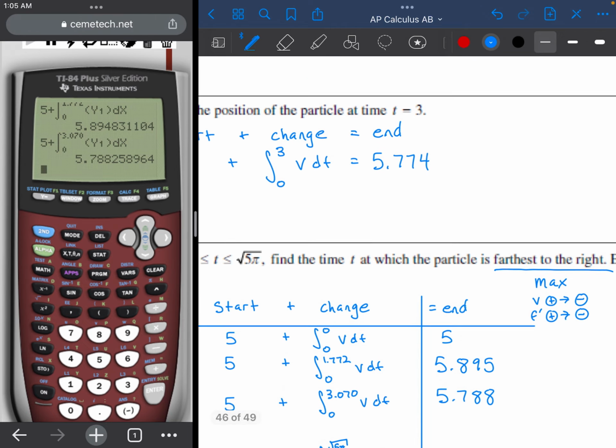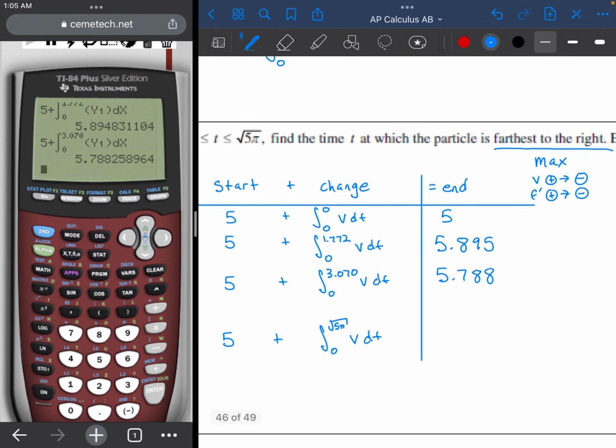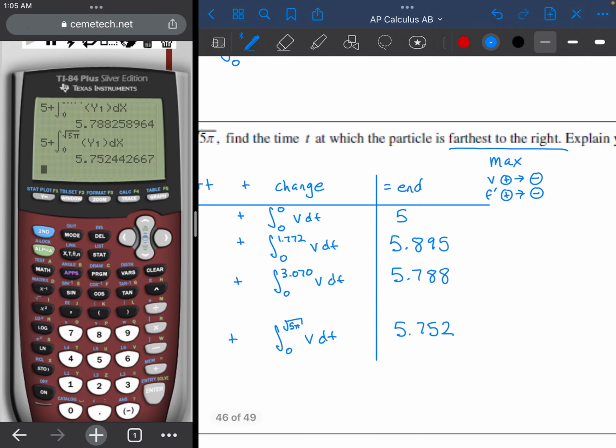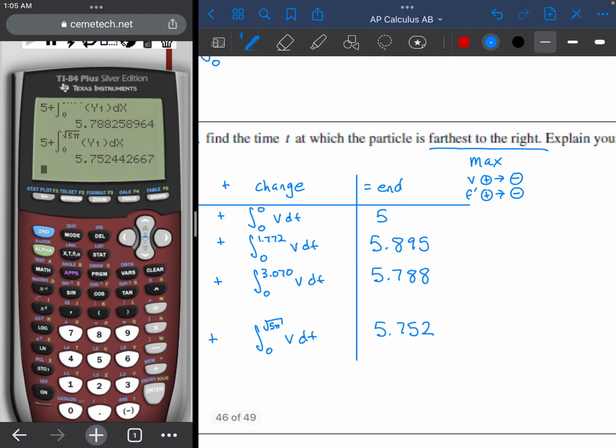Have we done that before somewhere? No? Okay, we do have to do it now then. So I'm going to do second enter yet again and change this to the square root of 5 pi. So second square root of 5 pi. And then get rid of all this stuff. So delete, delete, delete, delete. And hit enter. And we get 5.752. We're looking for the max, the biggest, and 5.895 is the biggest.